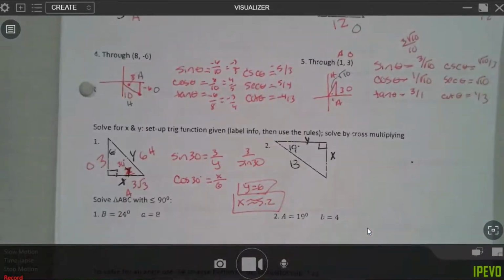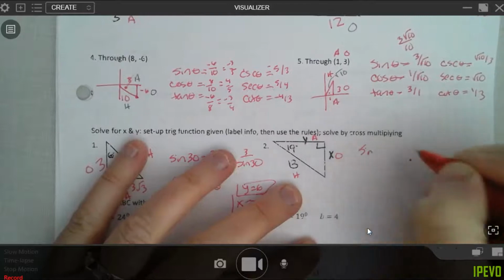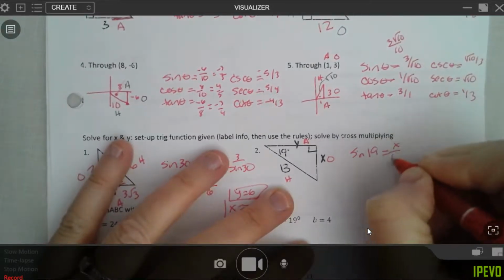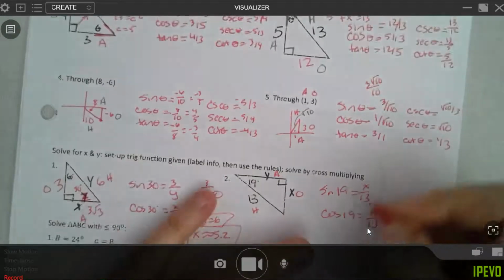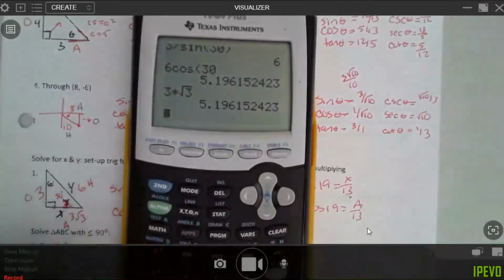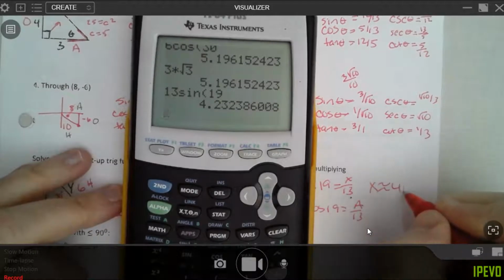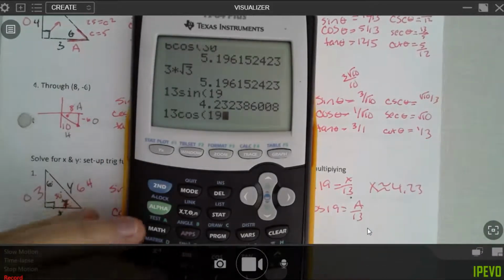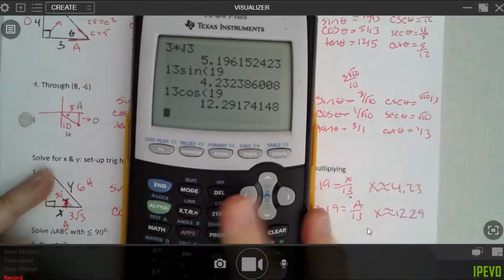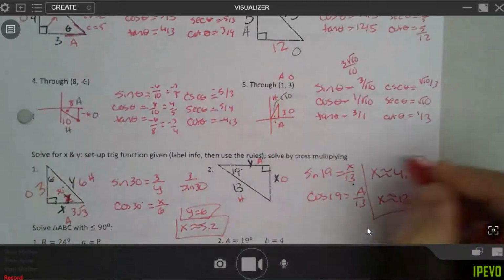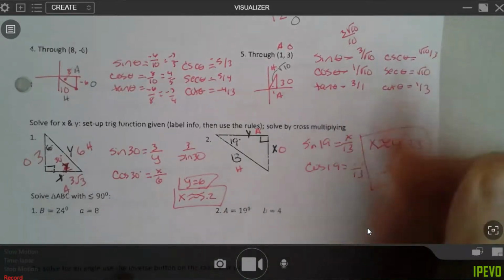The next one has nothing special to it. So I'm going to say this is my O, A, and H. If I do sine of 19, that gives me X over 13. Cosine of 19 equals A over 13. So multiply that over, and we're going to get 13 sine of 19. That's our X. And 13 cosine of 19. And there you go, there are 2 values there. This is my A, this is my Y.